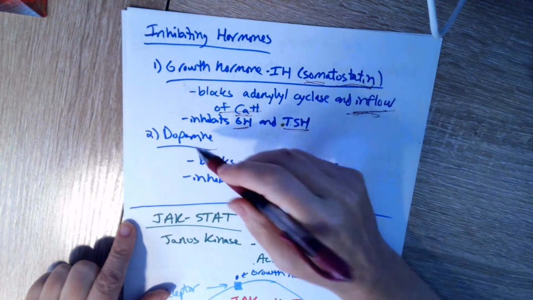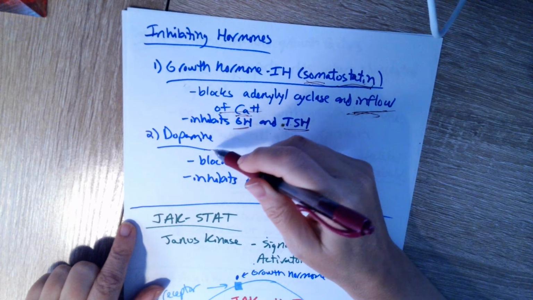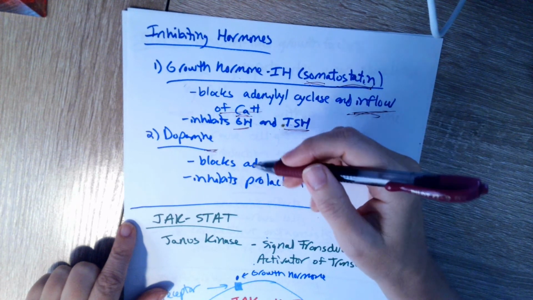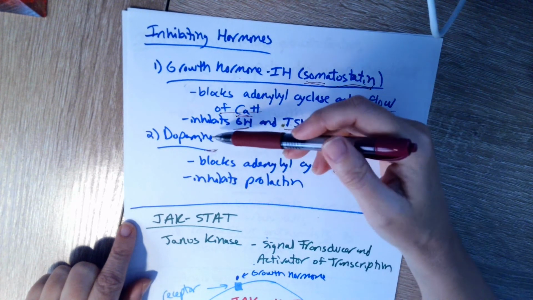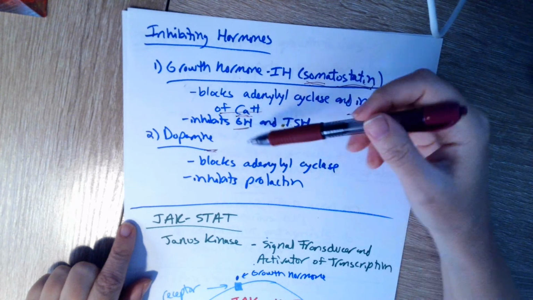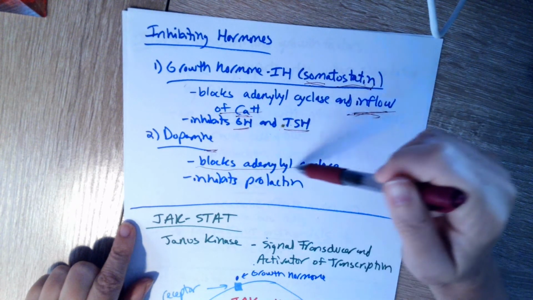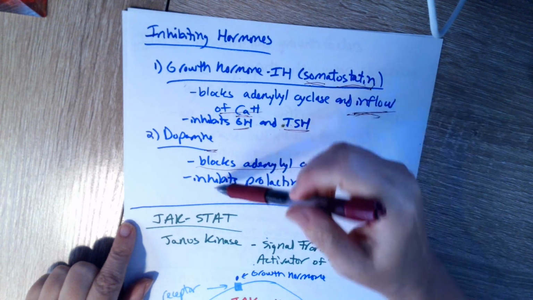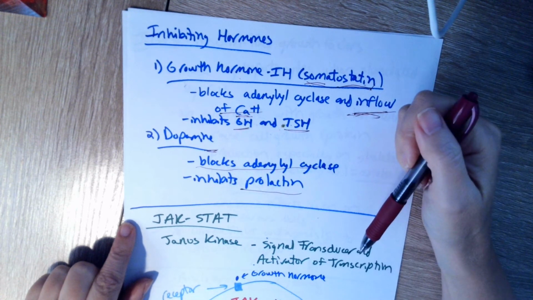Dopamine is something that is used in the brain as a neurotransmitter a lot. It's used in your digestive system, it's used all over the place. But it's also used as an inhibiting hormone by the hypothalamus, and it too blocks adenylyl cyclase. So it blocks the production of cAMP, and it inhibits prolactin production.